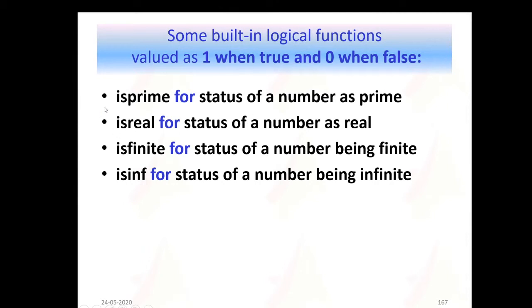Sometimes you have to check the status of a prime number. If you want to check whether it is prime, if it is true it is going to give the answer 1. Based on that you have to take some results. If it is not a prime number, it is 0. Likewise, is it real, or is it finite, or is the result infinite, something like this.